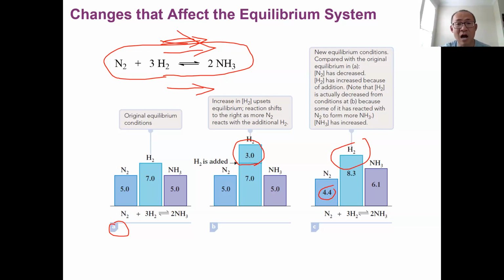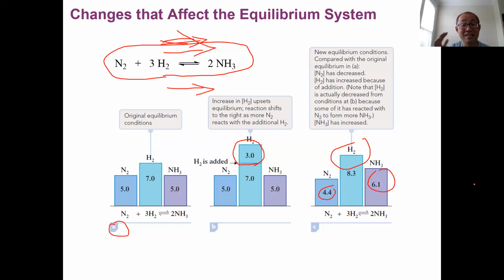And at the same time, the ammonia concentration becomes 6.1, which is higher than 5 too, because after the equilibrium shifts to the right, you get more ammonia. So nitrogen decreased, ammonia increased. Hydrogen is still increased because you added hydrogen, even though some hydrogen will be consumed as the equilibrium moves to the right.